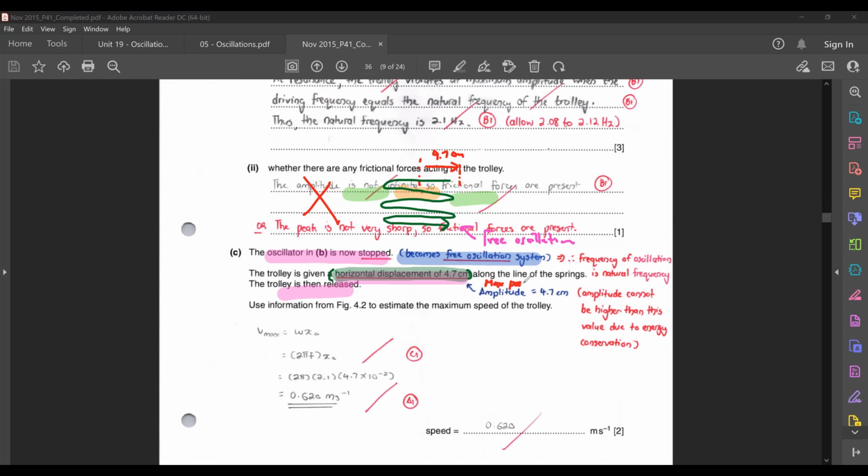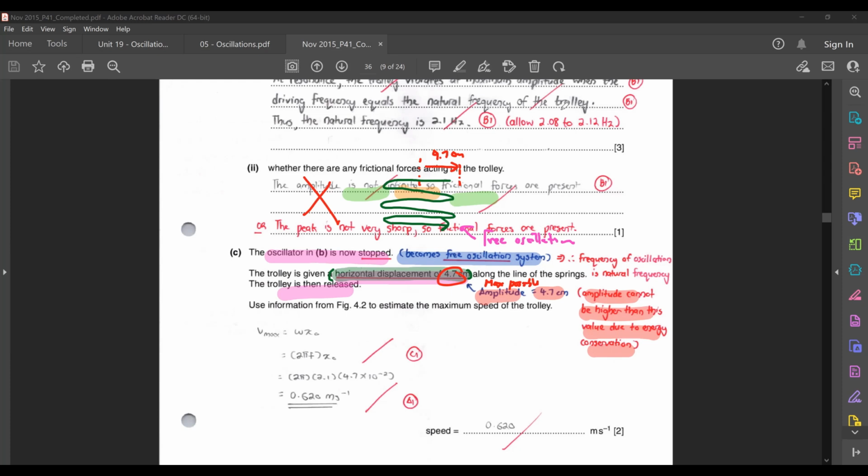maximum possible amplitude. It will be 4.7 centimeter. So last week I mentioned to you, whatever displacement you gave to your system, and then your system starts to oscillate, the amplitude will never be greater than what you gave it. If you gave it an initial displacement of 4.7 centimeter, the highest your amplitude will ever go is going to be 4.7. It will never be higher than this because of energy conservation. It can only go less because of energy losses, but it can never go more than that.